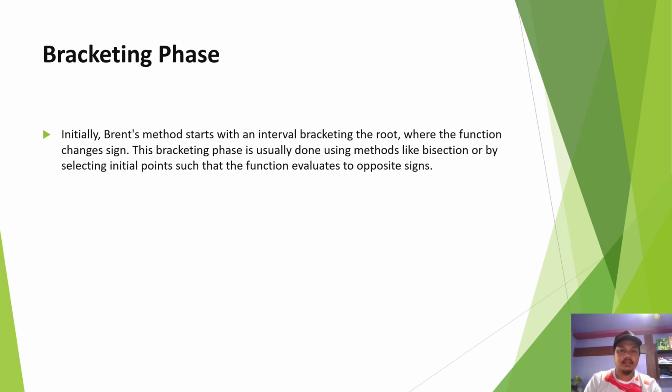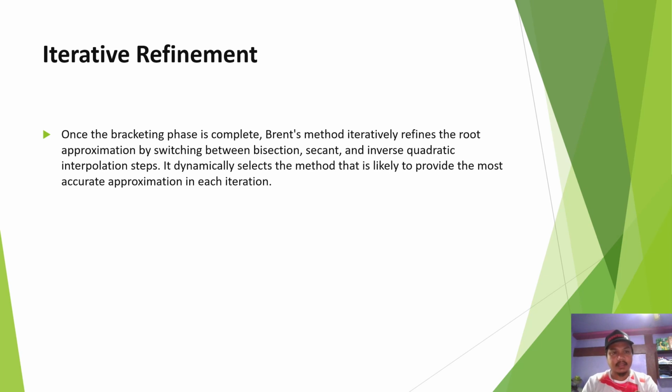Brent's method starts with an interval bracketing the root where the function changes sign. This bracketing phase is usually done using methods like bisection or by selecting initial points such that the function evaluates to opposite signs on two opposite sides. The next is iterative refinement.